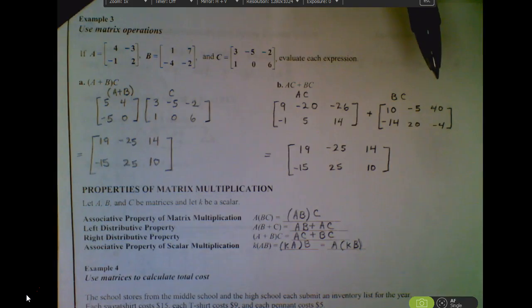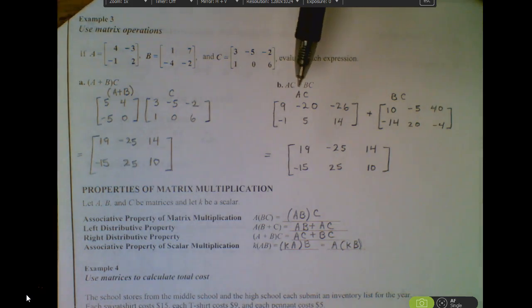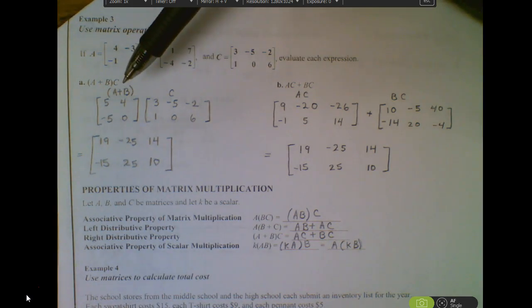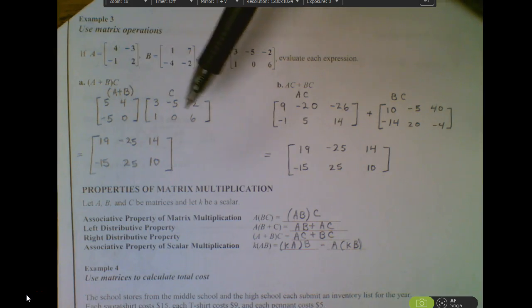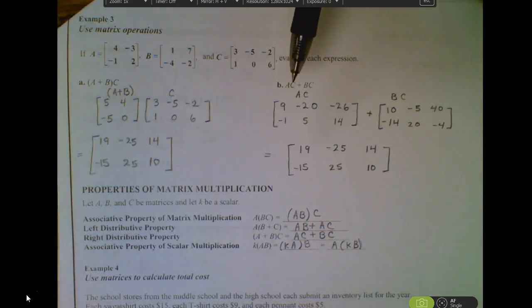So when you're seeing some of these, what I want you to notice is you do have a choice. If I were given this problem to start with, I would have rewritten it by factoring out the C to look like this, because this way I only have to multiply once, right? In this version of it, we added first, then multiplied times C to get the answer. But in this version, I had to multiply twice.